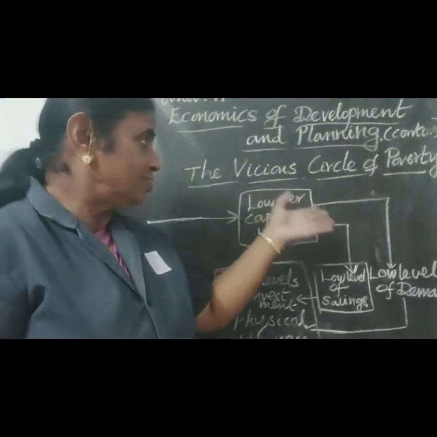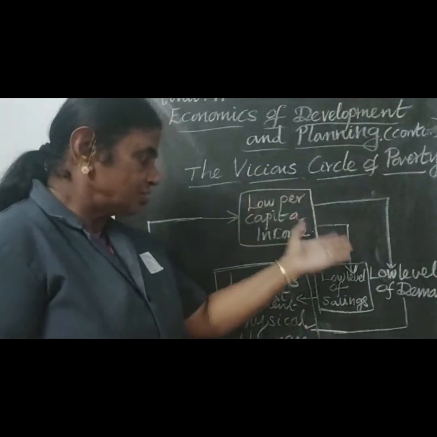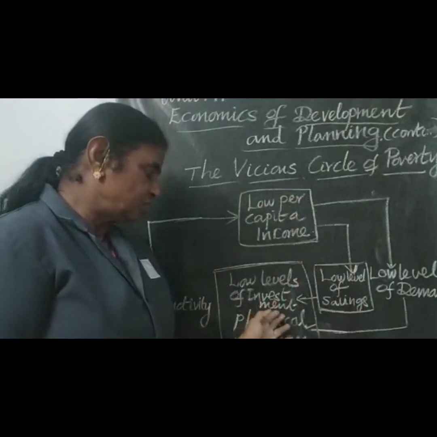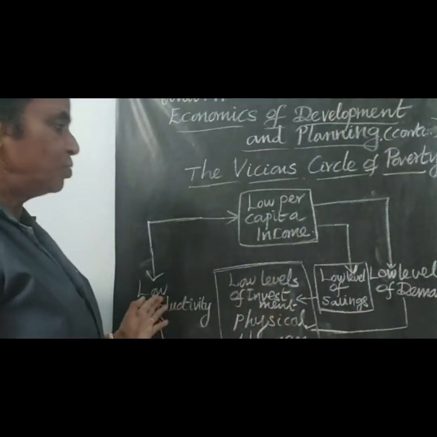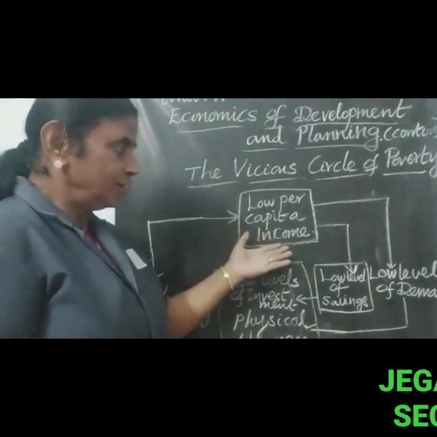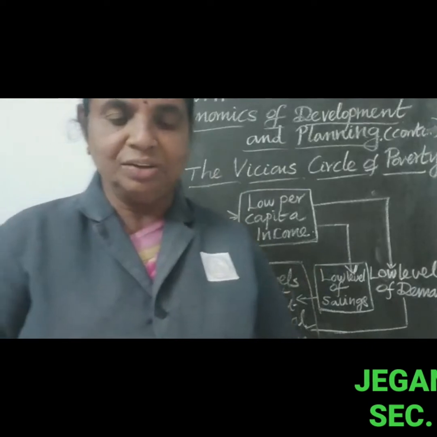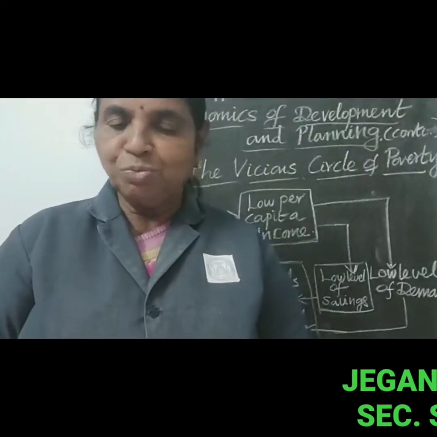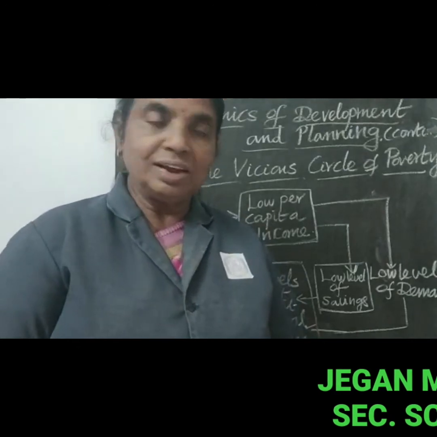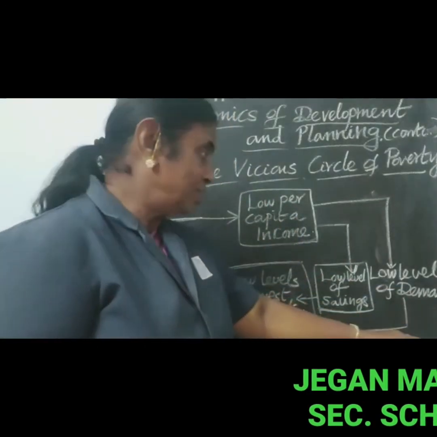You know the vicious circle of poverty: low per capita income results in a low level of savings. As a result, there are low levels of investment and low productivity. Once again, it goes back to low per capita income. So the vicious circle of poverty operates both on the supply side and on the demand side.